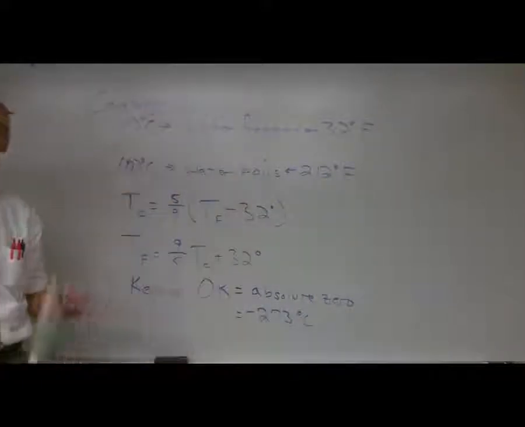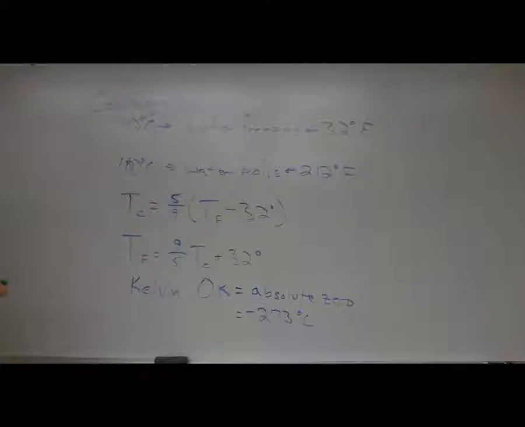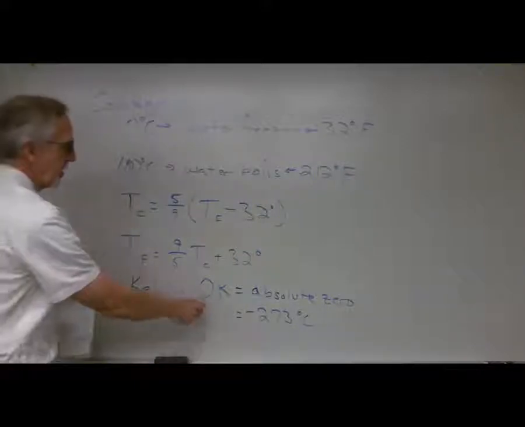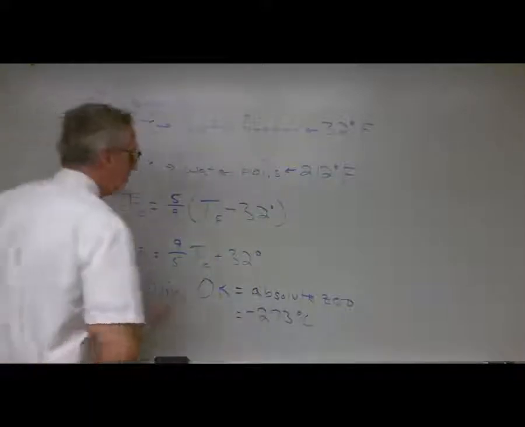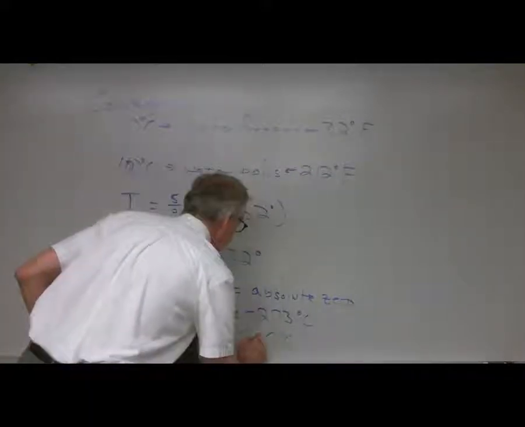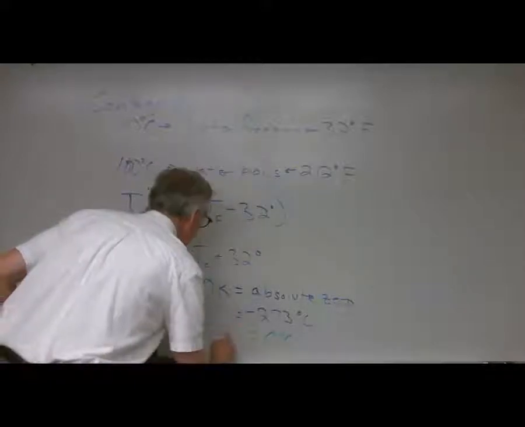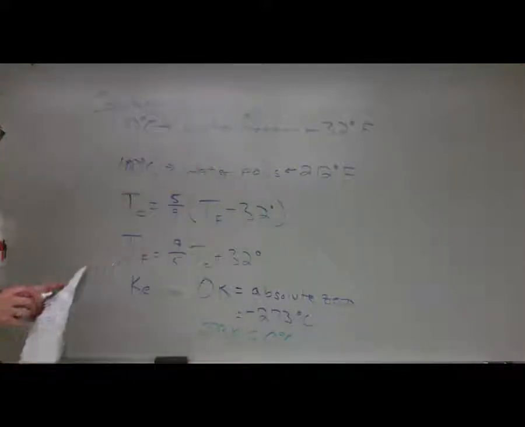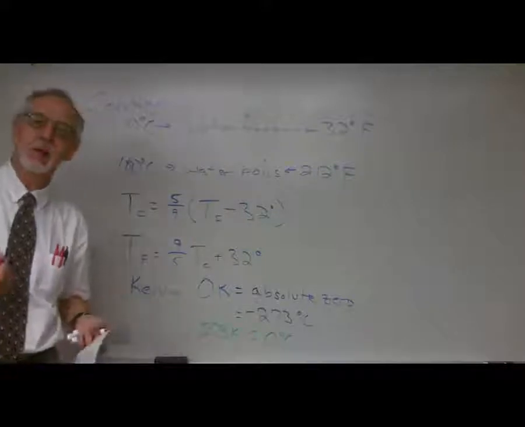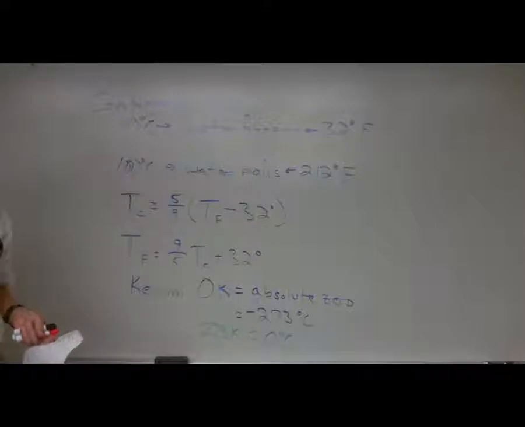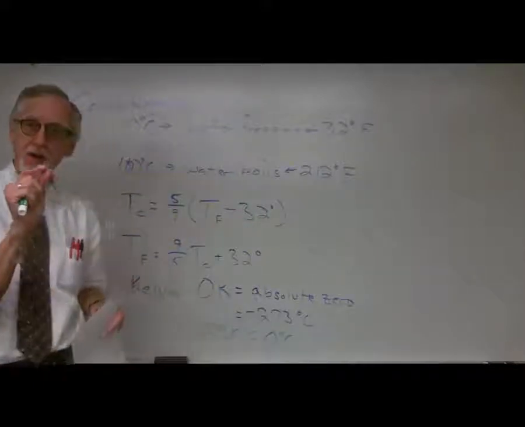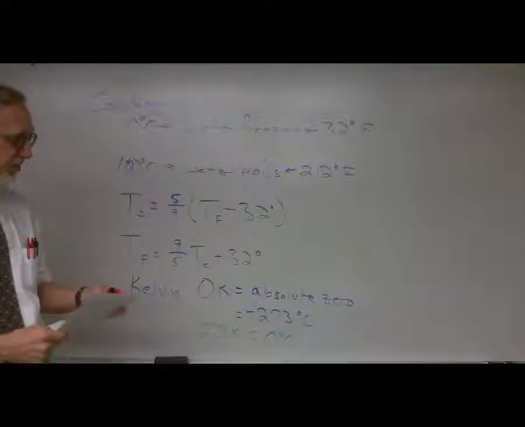And that corresponds to negative 273 degrees centigrade. Now this number 273, that's something that we're going to see quite often, and so that's going to be a number you need to remember. 0 Kelvin is negative 273 degrees centigrade, or 0 degrees centigrade is equal to 273 Kelvin. So a change of 1 degree centigrade is the same as a change of 1 Kelvin. So the difference of those two temperatures are the same.